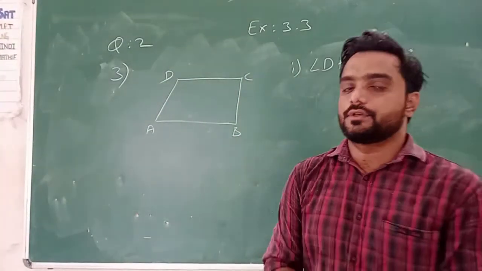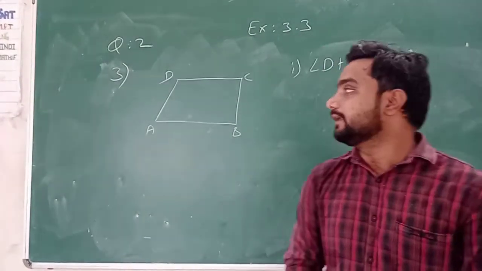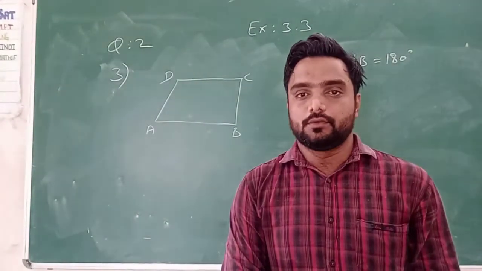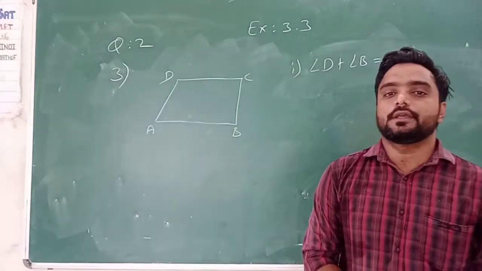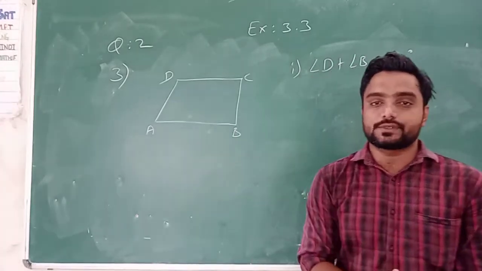Just now the third question. Now what is given in the third question? Can a quadrilateral ABCD be a parallelogram? Okay, so that means what? एक quadrilateral है ABCD. Okay, वो parallelogram हो सकता है.